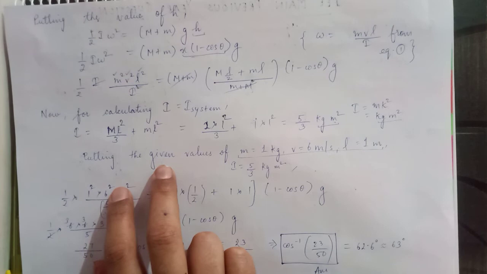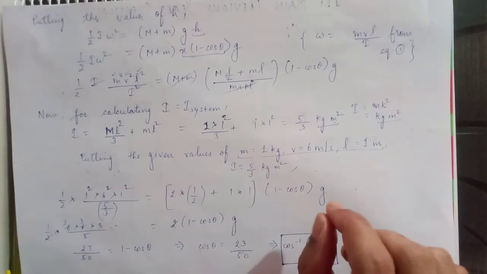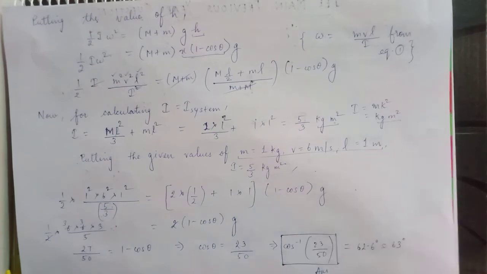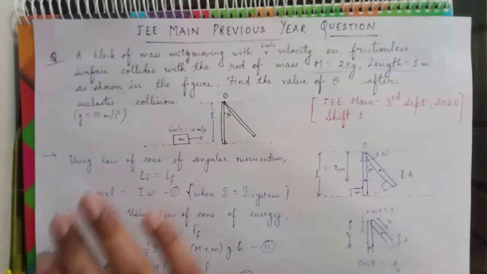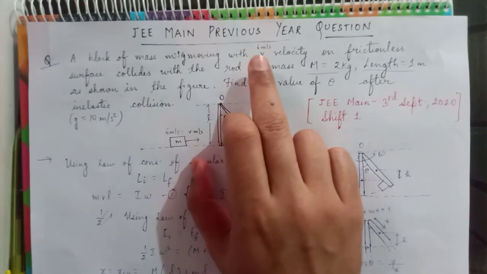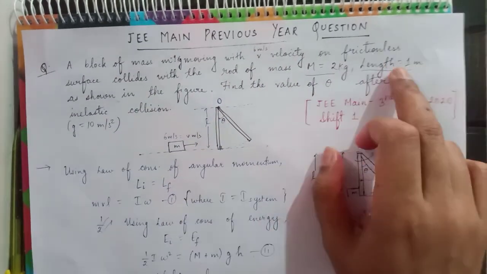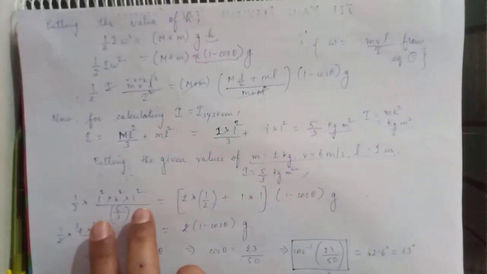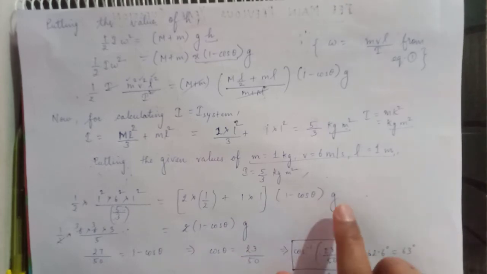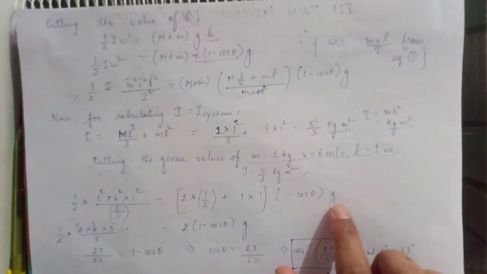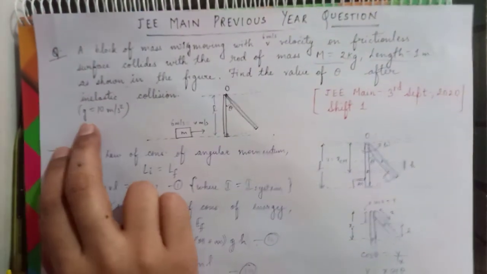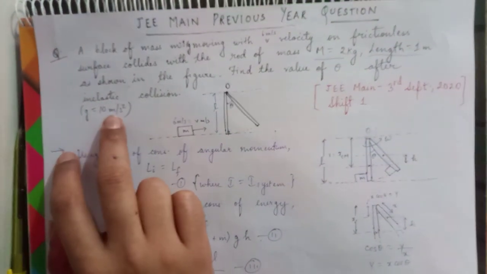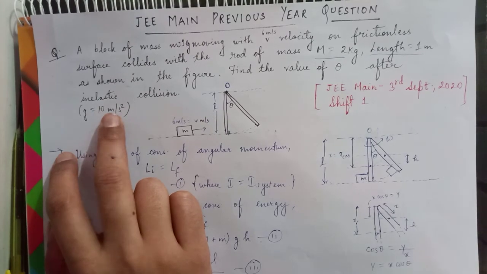So we are going to put the given values: small m equals 1 kg, small v equals 6 meter per second. These values are all given in the question. Capital M equals 2 kg, length of the rod equals 1 meter. After putting all these values, we are going to calculate the value of theta, and you can see here the value of small g. You don't have to take the value of small g as 9.8 meter per second square. It's given in the question that acceleration due to gravity is 10 meter per second square. You have to apply this value only.